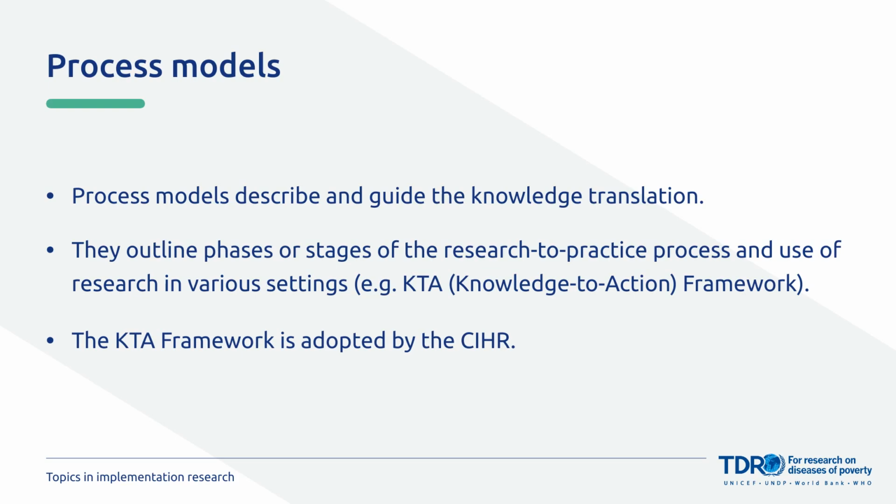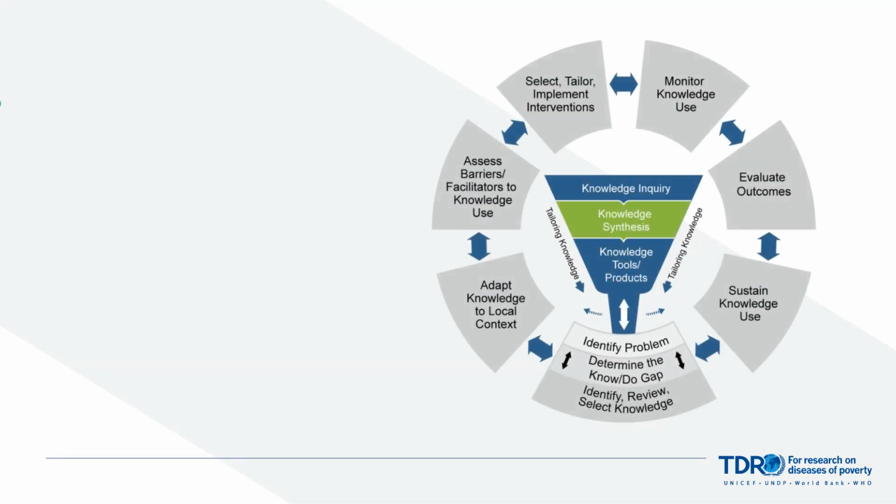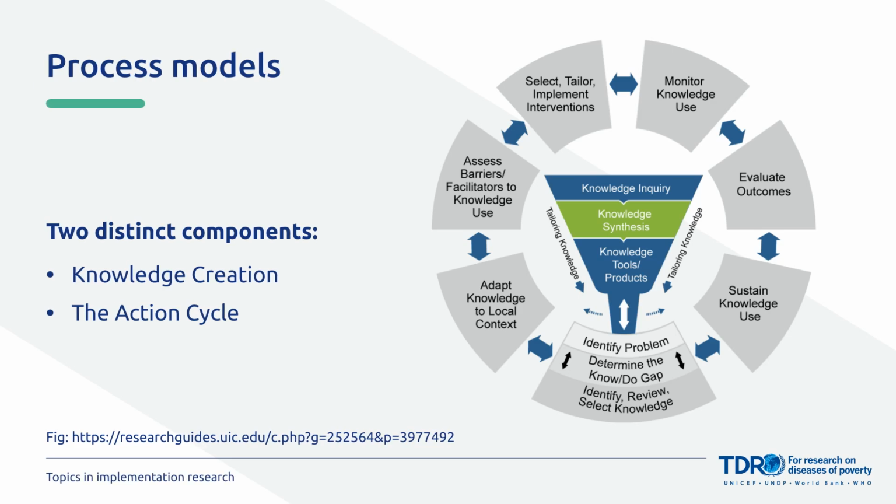One of the most commonly used frameworks, under process models, is the KTA, Knowledge to Action, framework. The KTA framework is adopted by the Canadian Institutes of Health Research, CIHR, and other organizations worldwide. The KTA framework is composed of 2 distinct, but related components: 1. Knowledge creation, and 2. The action cycle. The first component of the model is the knowledge creation funnel, which represents the production and synthesis of knowledge. And the action cycle includes a range of activities needed for knowledge implementation.